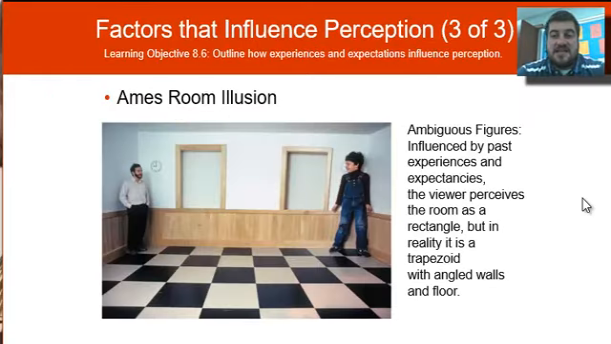And then here is the ambiguous figures experiment. You can see the child on the right looks rather large, and the adult on the left looks rather small, because of the window and the clock and the border on the wall, and because we perceive the room as a rectangle, but it is actually a trapezoid with angled walls and floor.